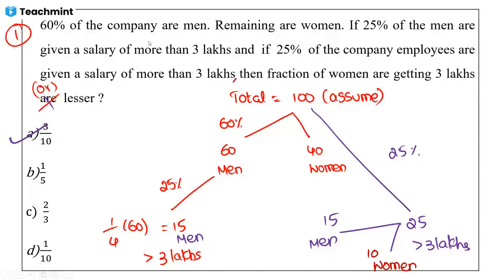If 60% of the company are men, remaining are women, if 25% of the men are given a salary of more than 3 lakhs, and if 25% of the company employees are given a salary of more than 3 lakhs, then the fraction of women getting 3 lakhs or less is 3 out of 10. Always focus on the approach kindly. Okay.